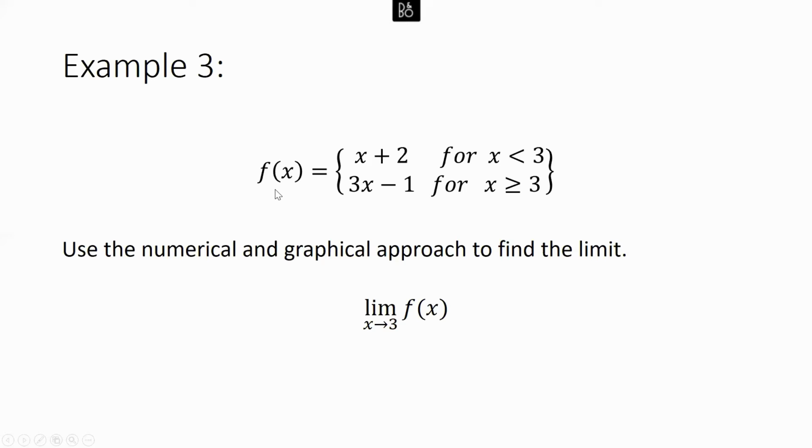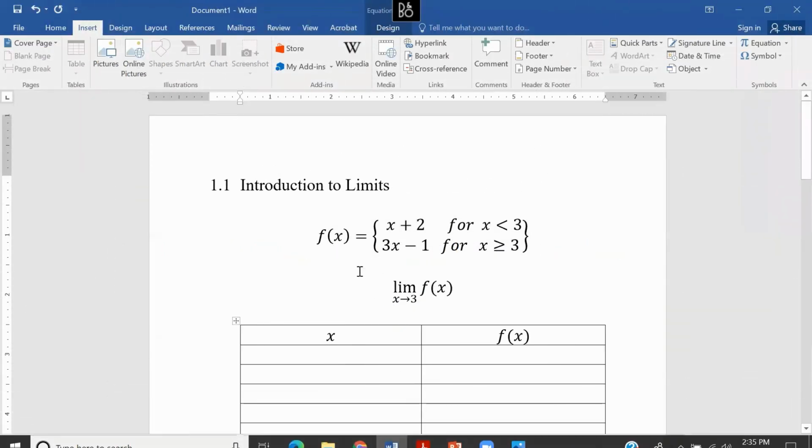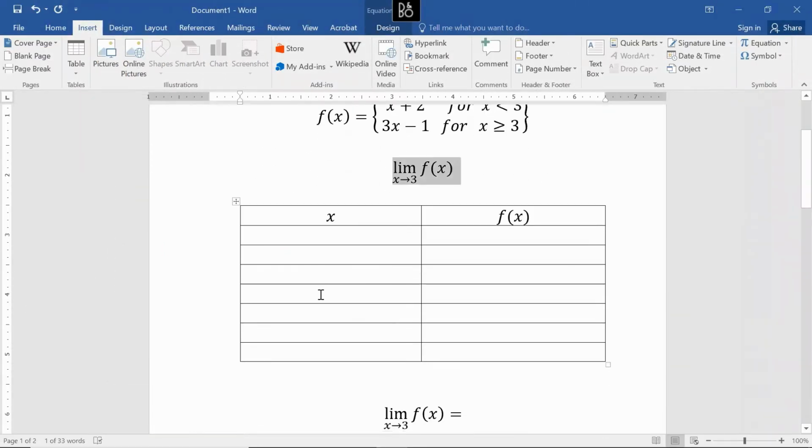But this piecewise defined function, f of x, is defined in two parts. The first piece says evaluate f of x as x plus 2 for any x less than 3, and evaluate f of x as 3x minus 1 for any x bigger than or equal to 3. So we're going to use numerical and graphical approaches to find the limit as x goes to 3 of my function. So let's go ahead and do this numerically first.